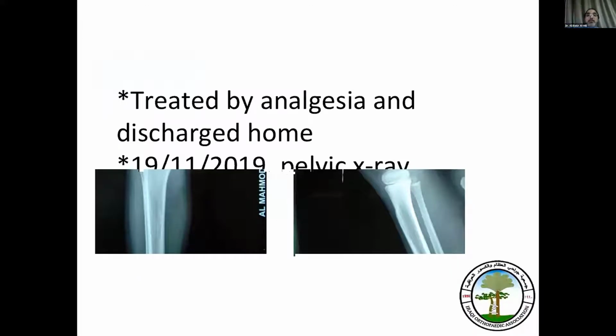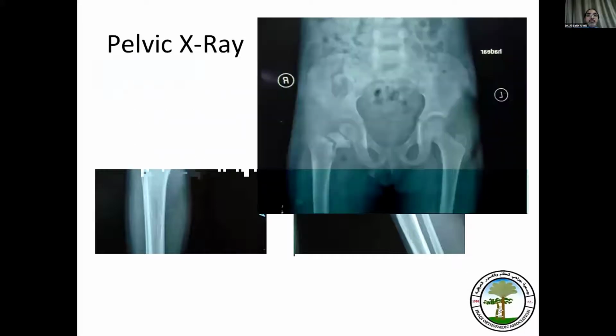And now the surgeon sent for a pelvic X-ray. And this is the pelvic X-ray. The problem is we have a fracture in the neck of the femur, and we need to do something for this child. She cannot stand and walk normally.